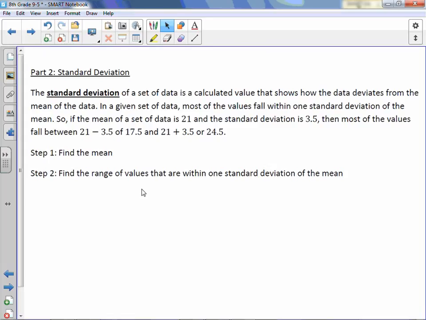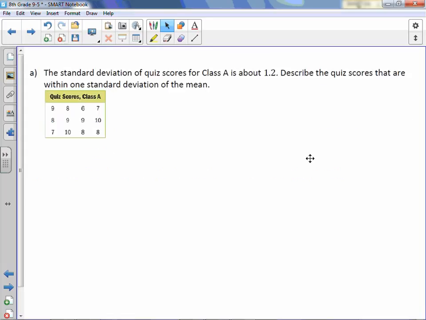So the first thing you need to do is to find the mean, and then find the range of values that are within one standard deviation of the mean. So the standard deviation of quiz scores for Class A is about 1.2. Describe the quiz scores that are within one standard deviation of the mean. So the first thing we need to do is find the mean.